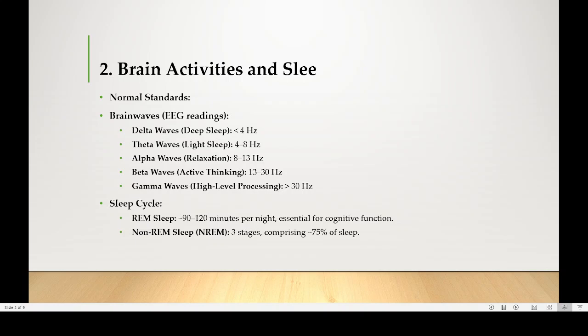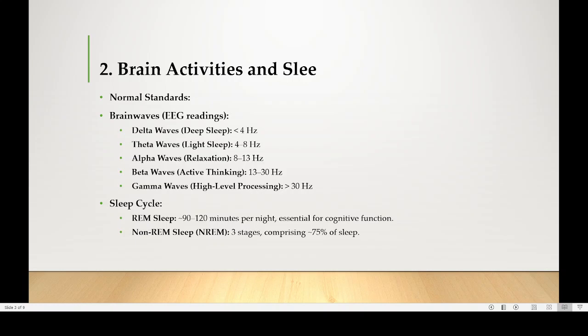So this kind of thing you might have seen. These are the different types of brain waves. Gamma waves are there, beta waves are there, alpha waves are there, and delta waves are there. These different types of brain waves are most of the time produced during certain types of activity.